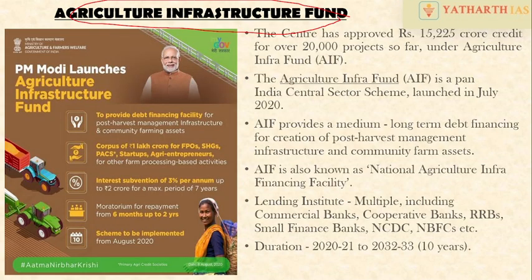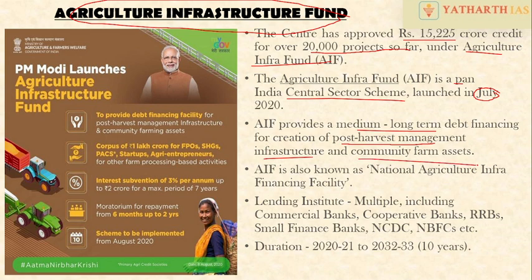Agriculture Infrastructure Fund. The Centre has approved rupees 15,225 crore credit for over 20,000 projects so far under the Agriculture Infra Fund. It is a pan-India central sector scheme launched in July 2020. This fund provides medium to long-term debt financing for creation of post-harvest management infrastructure and community farm assets. It is also known as the National Agriculture Infra Financing Facility. The lending institutions are multiple, including commercial banks, cooperative banks, RRBs, small finance banks, NCDC, NBFCs, etc.